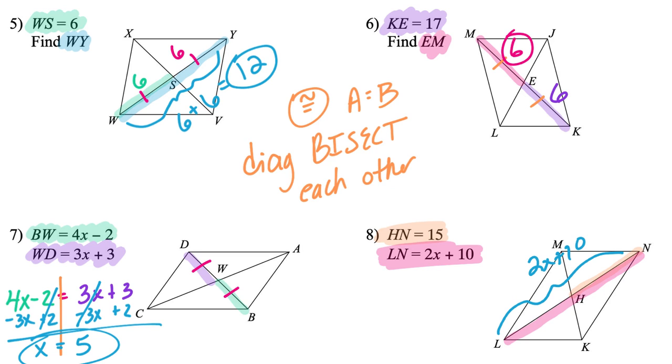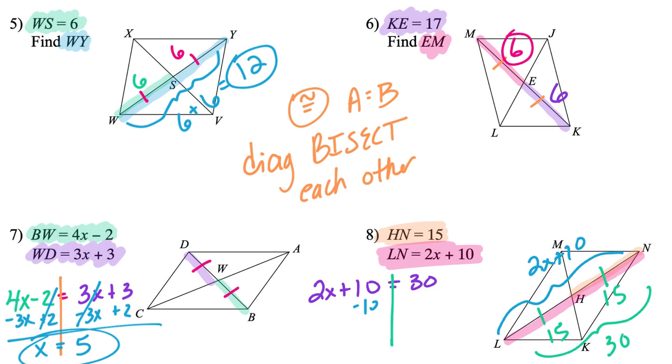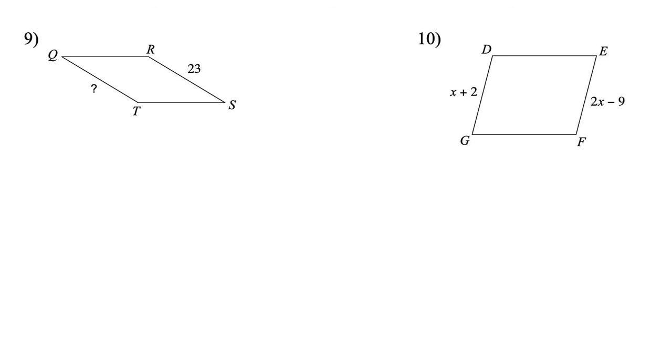I know that this little piece right here is congruent to this piece, so both of those are 15. So if I know the whole length is 2x plus 10, and I know that each half is 15, I know that the whole length is also 30. So I could use that information and say 2x plus 10 equals 30. Then I can subtract 10, and I get 2x equals 20, so x equals 10.